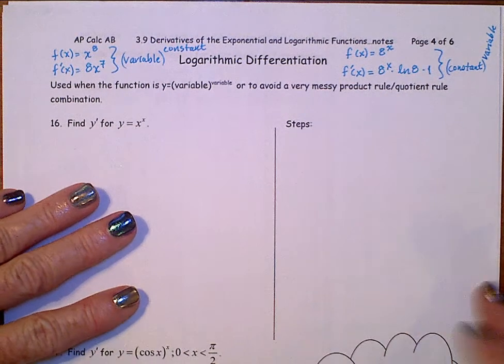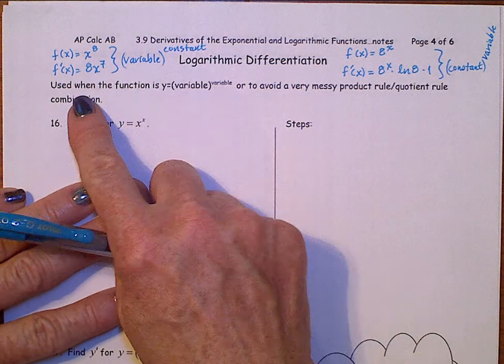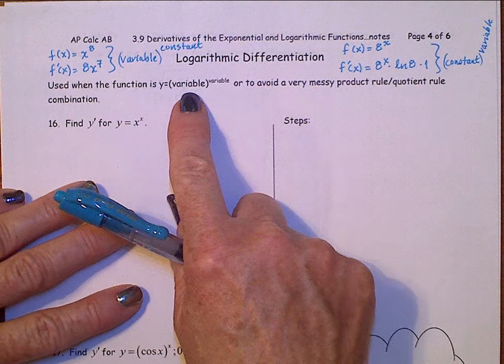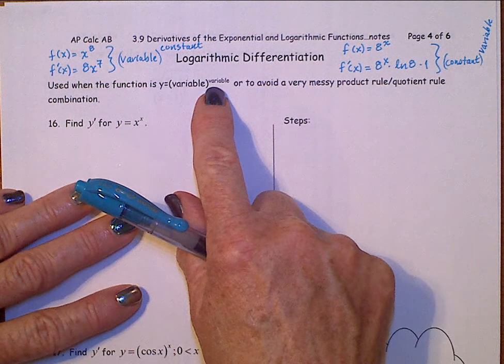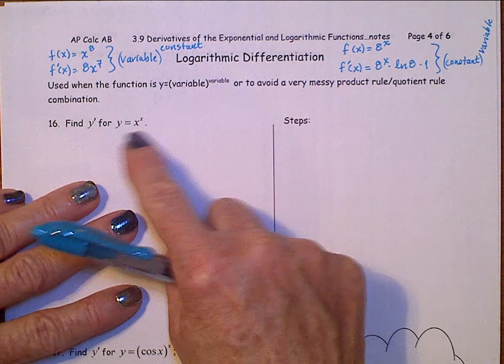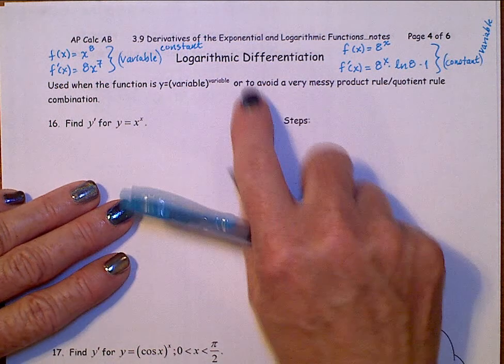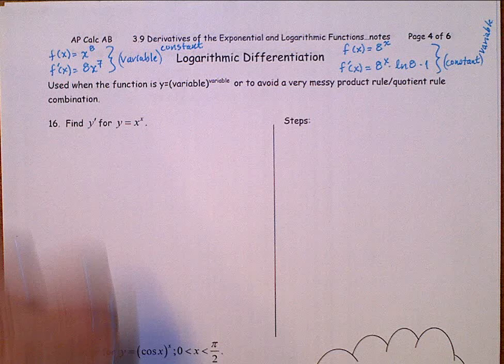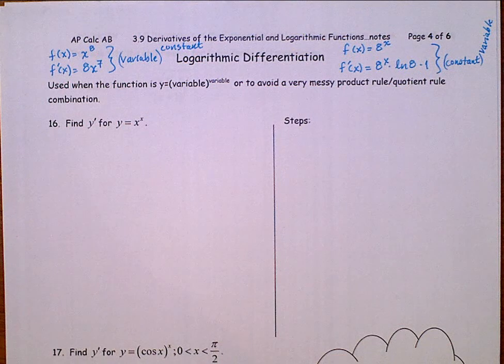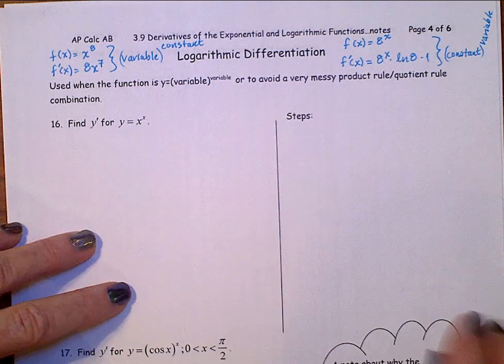All right, logarithmic differentiation is used when the function is a variable raised to a variable power. So an x to the x, like this one, or down here, cosine x to the x. Or sometimes logarithmic differentiation can be used to avoid very messy product rule, quotient rule combinations. All right, let's start doing this derivative.